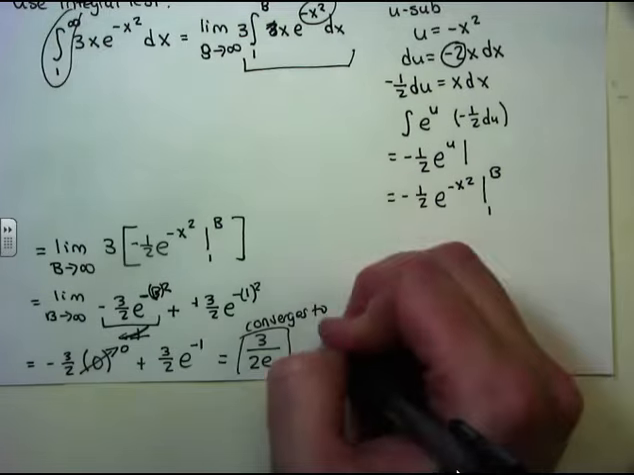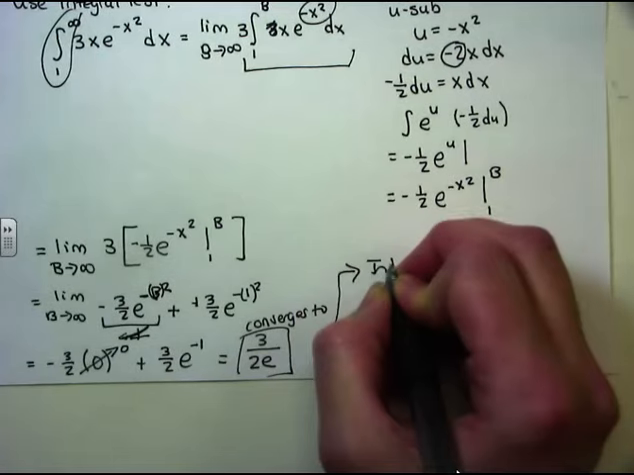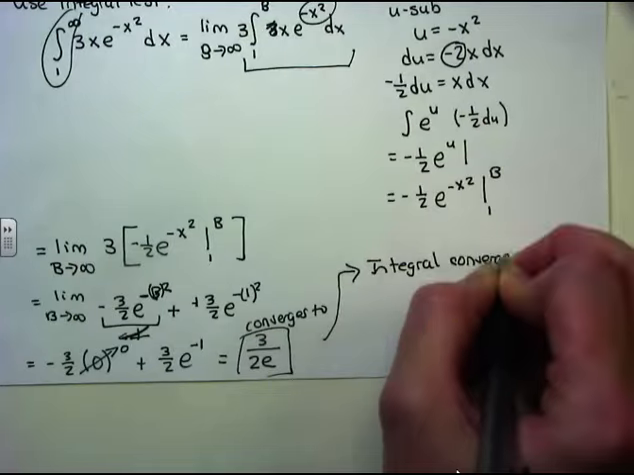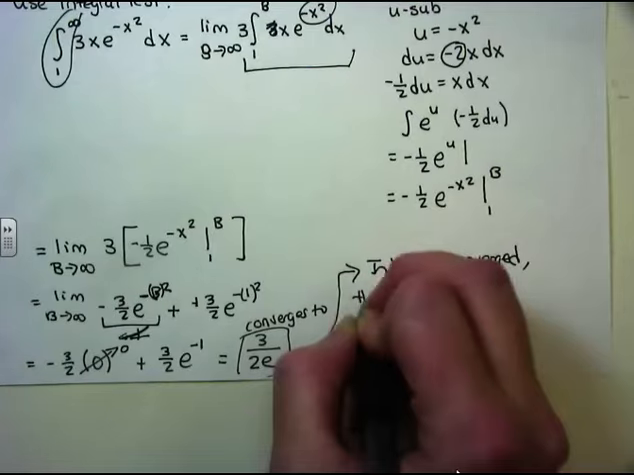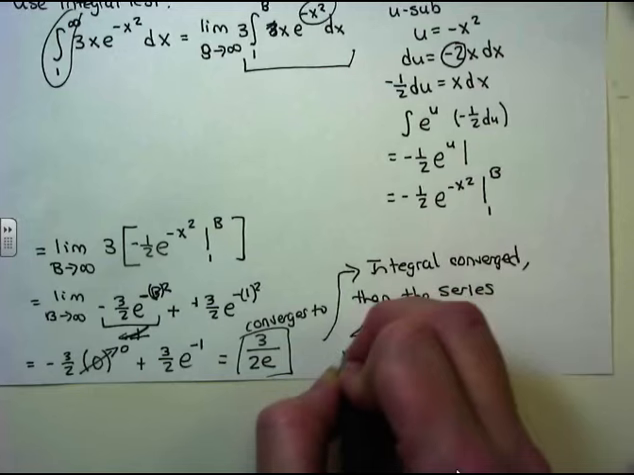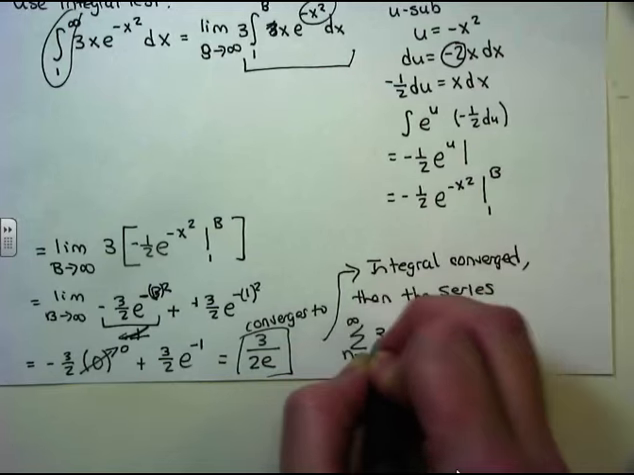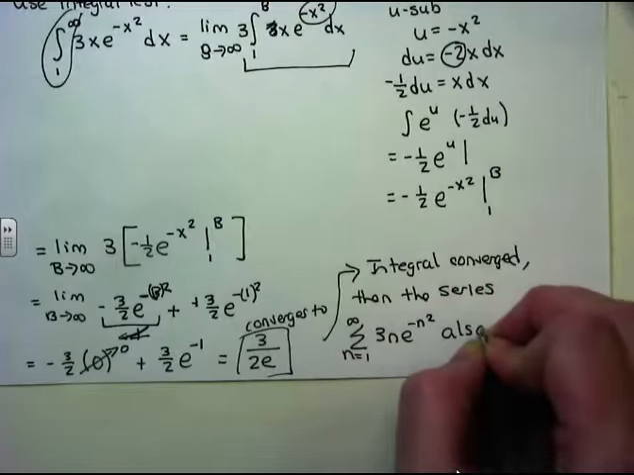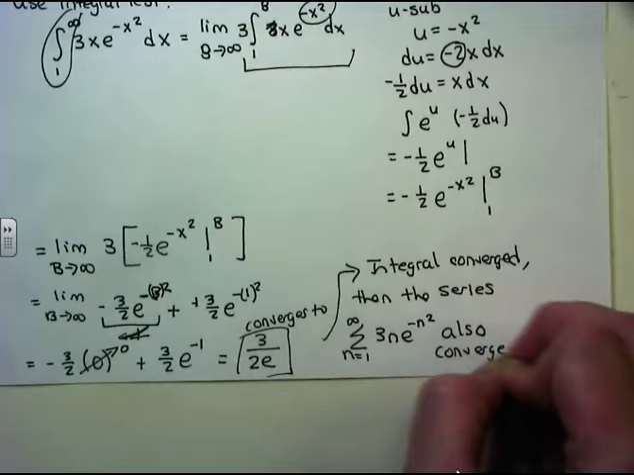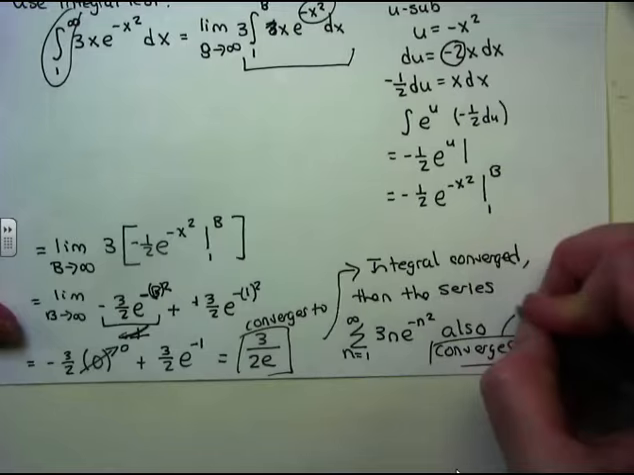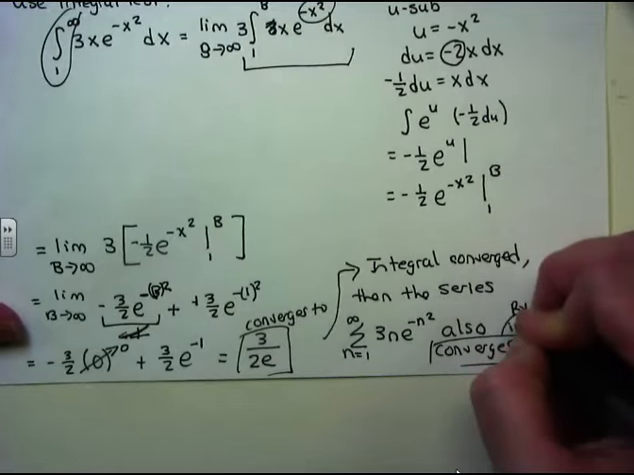What the integral test tells me is because the integral converged, then the series, and I'll write it, the sum as n goes from 1 up to infinity of 3n e to the negative n squared, also converges. It does not tell you what it converges to. Right, so just remember this was by the integral test.